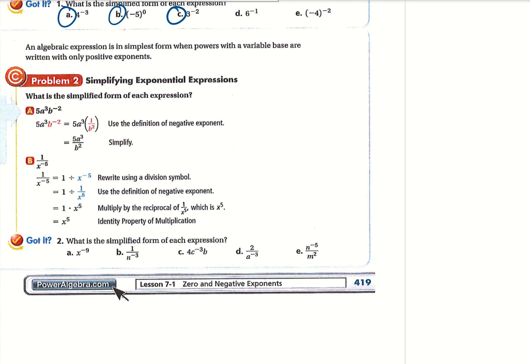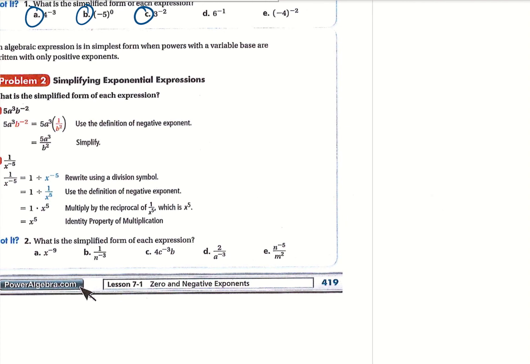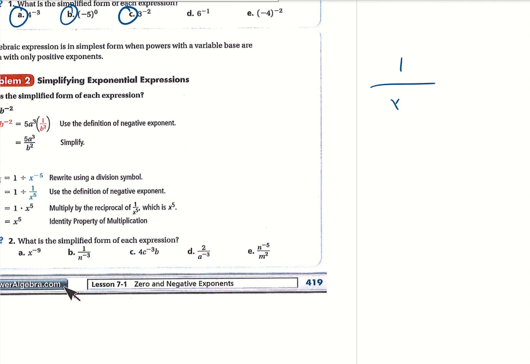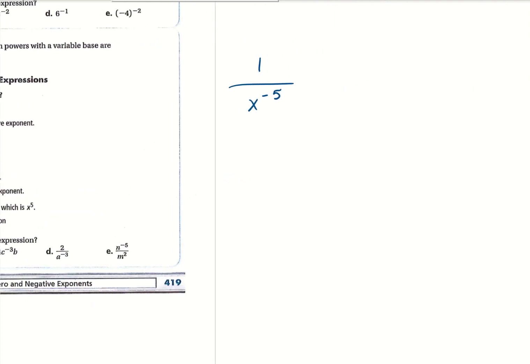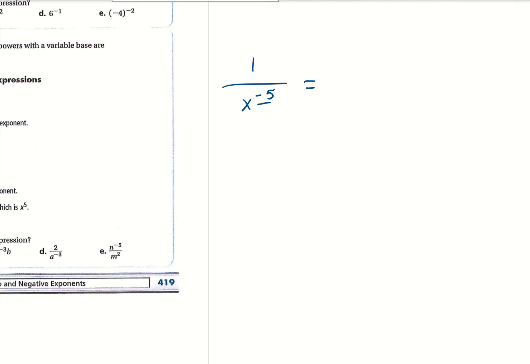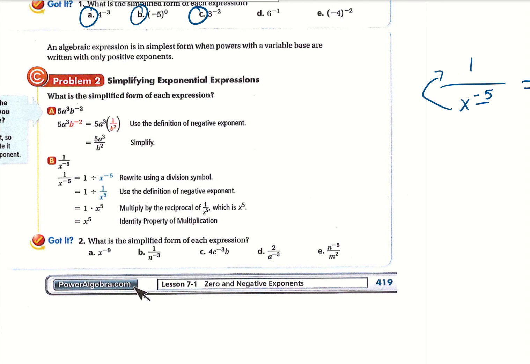All right, Got It problem 2 is the same thing, but now we are looking at variables being included here. Okay, so if we look at Got It problem B, it's a pretty good simple one to look at. So we have 1/x to the negative 5th. Okay, negative exponent means we just flip it to the other side of the fraction, which will give us x to the 5th, and that's it. Okay, so again, not difficult, pretty simple.